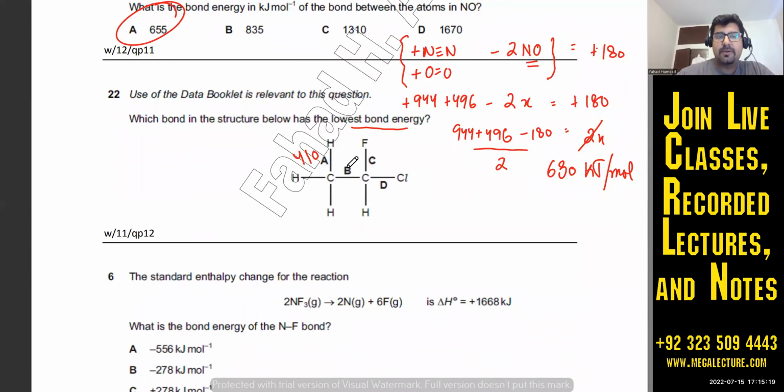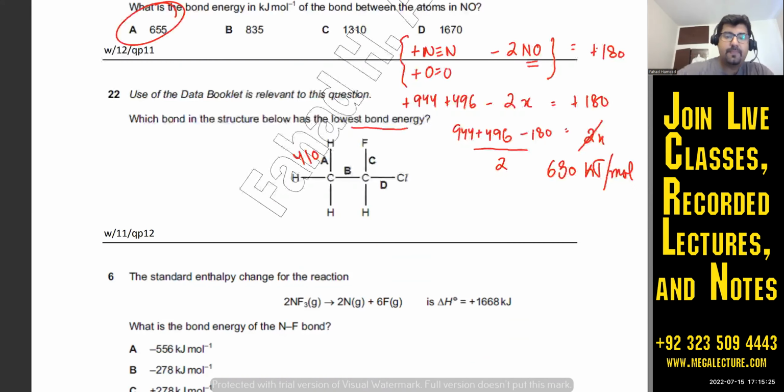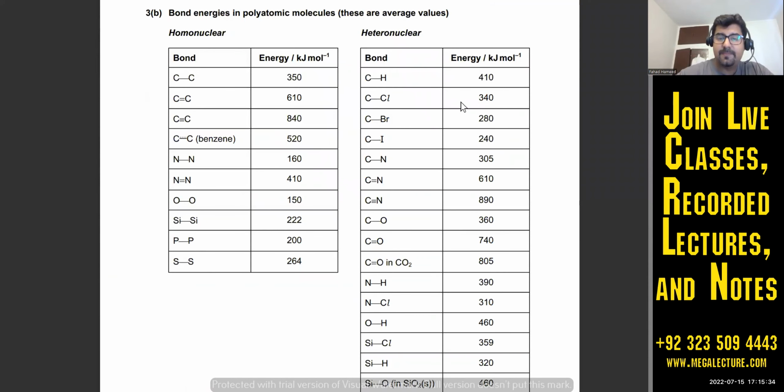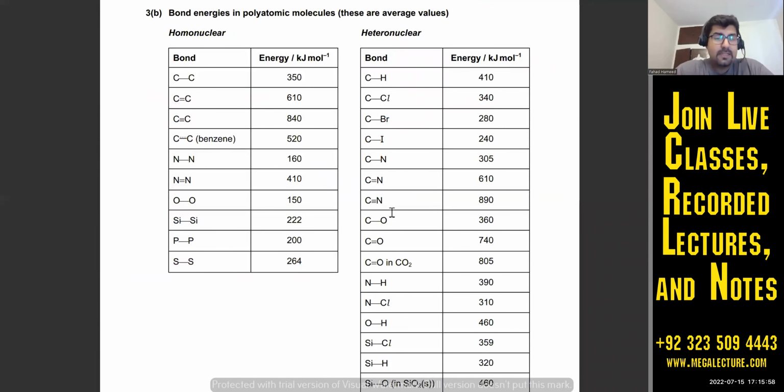B is the carbon-carbon bond. You can have a look at the data booklet. Carbon-carbon bond is given as 350. You've got the C-Cl bond, which is also given over here. That's 340. Okay, so that one is 340. And the C-F bond is not given in the data booklet. So first thing is, this option C is missing. You don't know what this is. C-F bond, yahan pe dekh below, it's not there. C-F is not there. So that bond is missing.